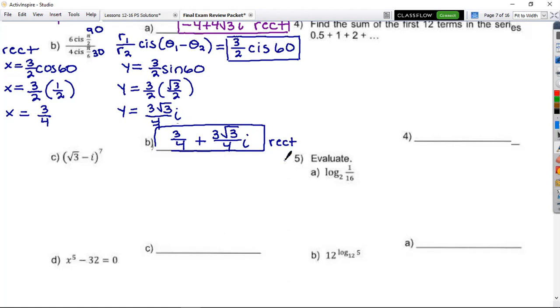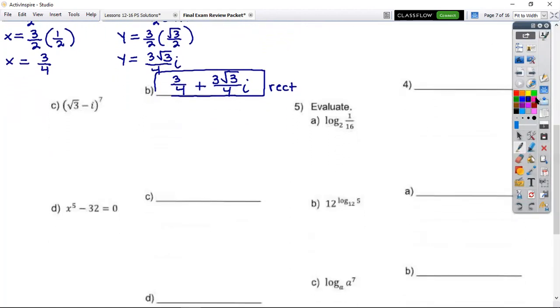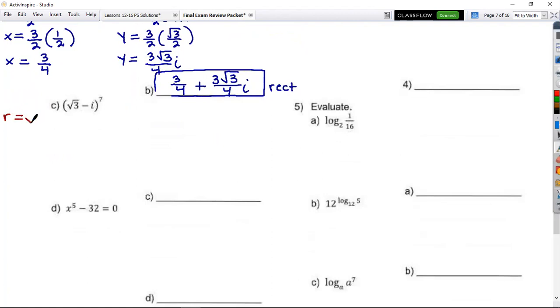Okay, so next, letter C. So letter C, I need to convert this first to polar, just like the questions above. So I am going to immediately find R and theta. So R is equal to the square root of x squared plus y squared. So square root of 3 plus 1 would be square root of 4, which is 2.